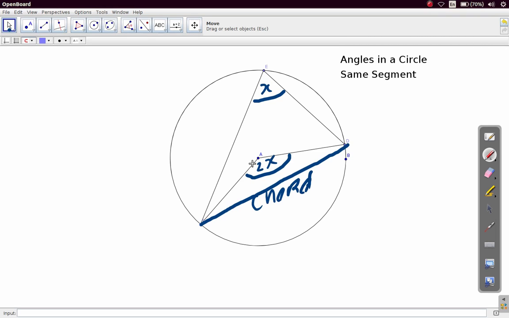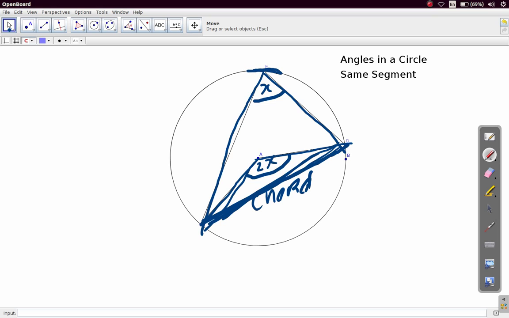Both of them are lying on this chord, because the 2x is lying on the chord here, and the x is lying on the chord here, right? So both the 2x and the x are lying on this chord. When the two angles lie on the same chord, the angle subtended at the center is twice the angle subtended at the circumference. This is the circumference, where the angle x touches it, and of course, this is the center.